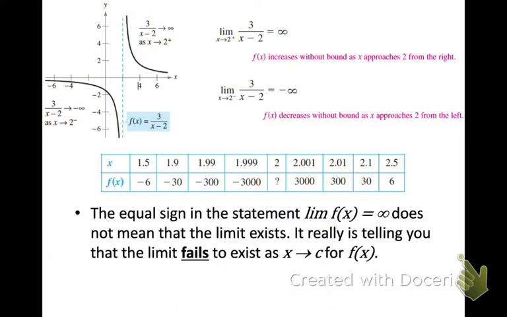So the equal sign in the statement, the limit of f of x equals infinity, does not mean that the limit exists. It only tells you that the limit fails to exist as x approaches c for f of x. So because it shoots to infinity, the limit fails to exist. It's kind of a contradiction in what I'm saying. We've got to wrap our heads around that. The function is going to positive infinity, but we have learned that that means the limit, what? Does not exist.